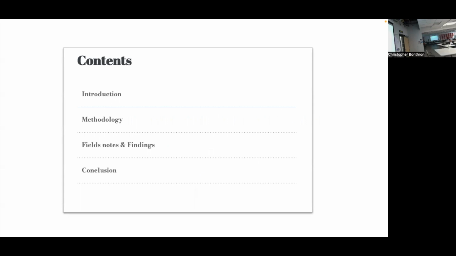So this presentation is divided into 4 parts. The first, introducing the premise of the research. The second, elaborating the methodology used to carry out the research. Third, discussing the field notes and findings. And fourth, concluding the findings.